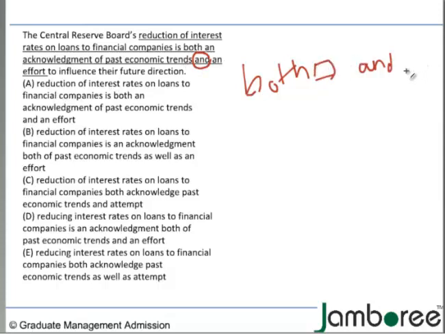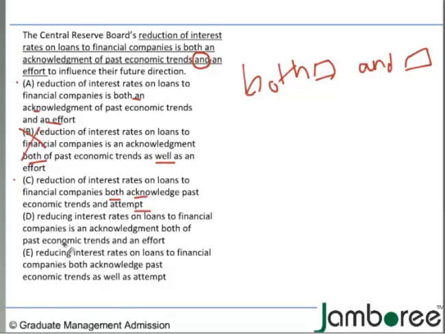Once you identify a pair, it's far easier, because you are reading just one word now. So I read in option A, both an acknowledgement and an effort. It sounds good. I stay with this. I try to find a "both" elsewhere. I see both of, then I see as well as. Both does not go with as well as, so this is out. Then I see both acknowledge, great, which is a verb, and attempt. Great, I stay with this also.